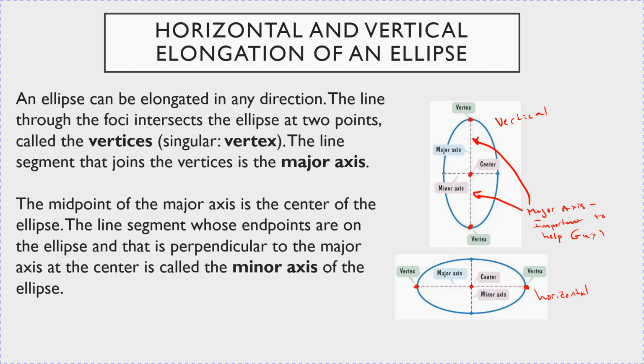So what you can see here is I have two different points on the other side of the center, and when you draw this line between them, that's going to be called the minor axis. So this minor axis concept is also very important to graphing.